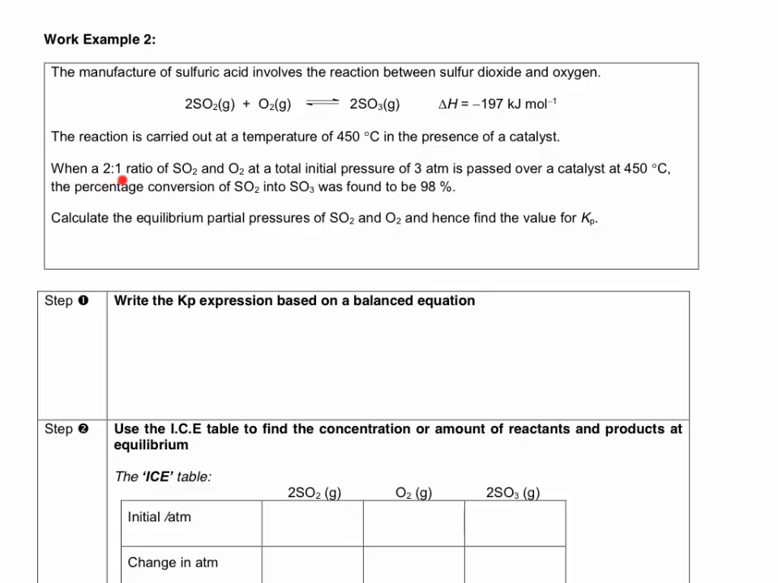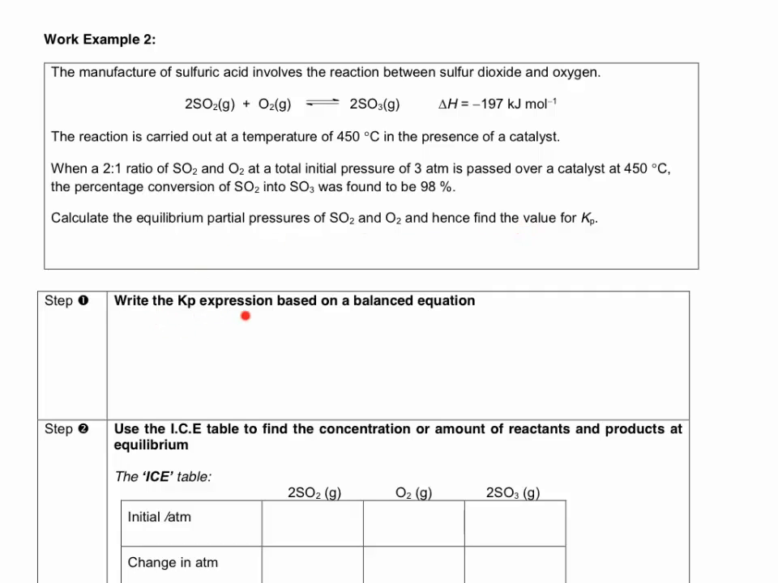They say that when a 2:1 ratio of your sulfur dioxide and oxygen at a total pressure of 3 atm is passed over a catalyst at 450 degrees Celsius, the percentage conversion of SO2 into SO3 was found to be 98%. So we need to calculate the equilibrium partial pressure of SO2 and O2 and hence find the Kp value. Now with this in mind, let's take a look at how we actually find the Kp pressure expression first.